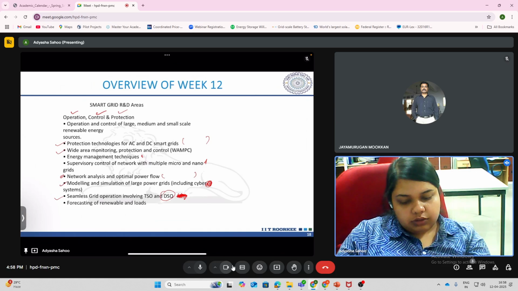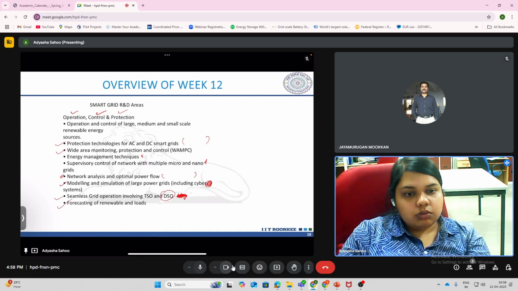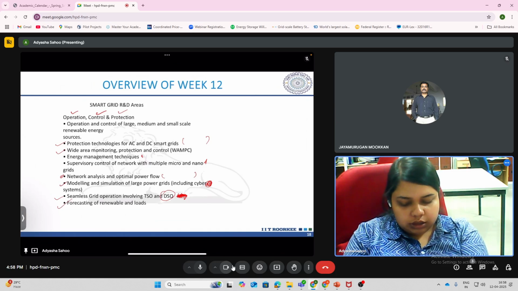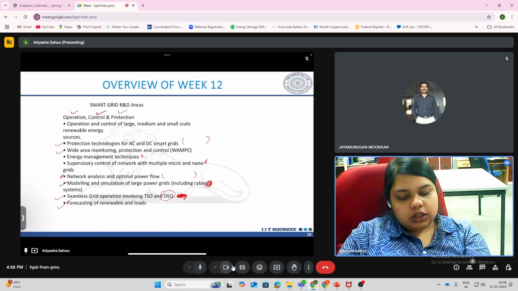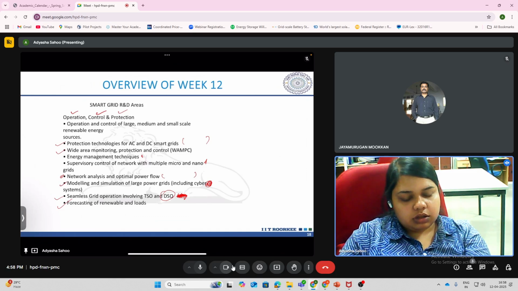Then forecasting of renewables and loads. So to manage the intermittencies of the renewable generation, we need to have sophisticated forecasting tools with us so that we can accurately predict what will be their output in the day ahead and so that we can be prepared for the scenarios.